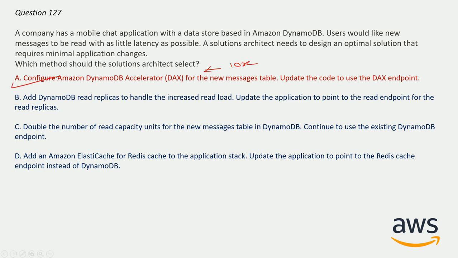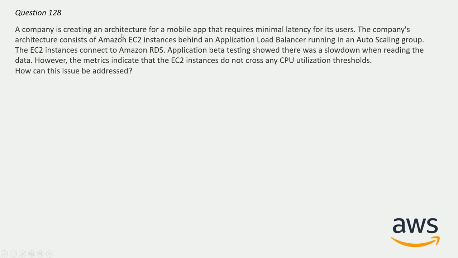And now question number 128. A company is creating an architecture for a mobile app that requires minimal latency for its users. The company's architecture consists of Amazon EC2 instances behind an Application Load Balancer running in an Auto Scaling group. The EC2 instances connect to Amazon RDS. Application beta testing showed there was a slowdown when reading the data. However, the metrics indicate that the EC2 instances do not cross any CPU utilization threshold. How can the issue be addressed? And here are the options.